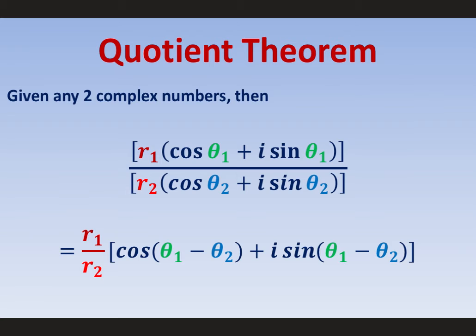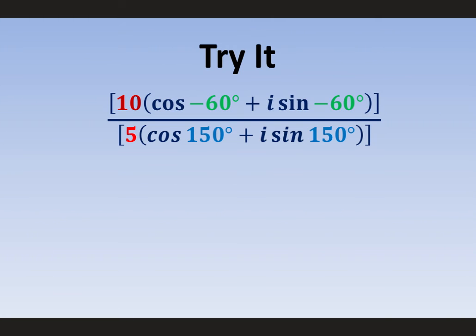The quotient rule says if I'm dividing two polar complex numbers, I'm going to divide their coefficients, r1 over r2, and I'm going to subtract their angles, theta 1 minus theta 2. It's kind of similar: multiplication was addition, division is subtraction. This is a lot easier. You don't have to worry about having an i on the bottom. It's a lot easier than in rectangular form. So if you can have them in polar form, a lot of times that will save you some headaches as you're doing these problems.